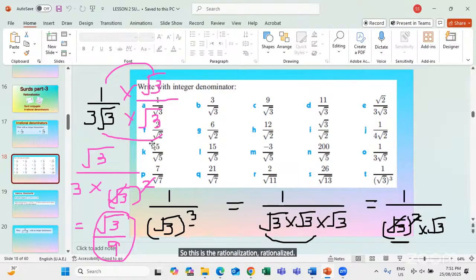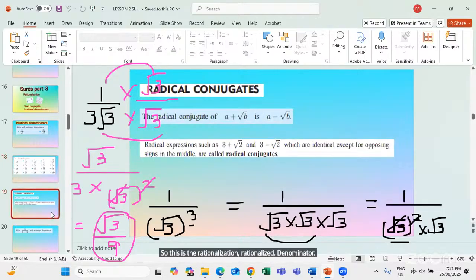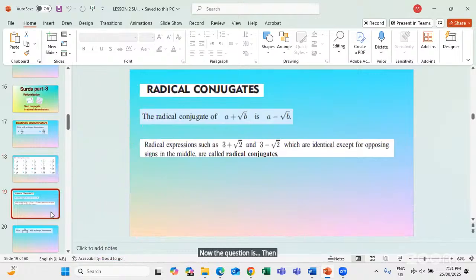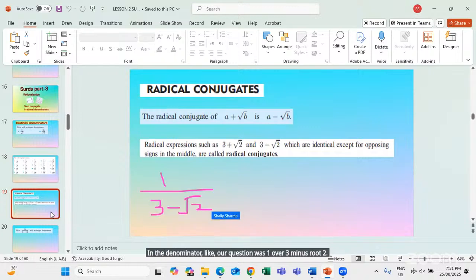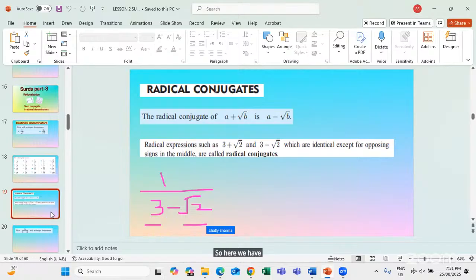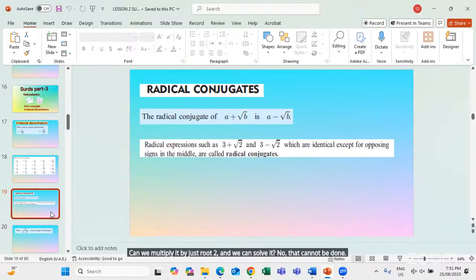Now the question is, when you have more than one term in the denominator, like our question was 1 over 3 minus root 2. Here we have two terms, so how can we rationalize it? Can we multiply it by just root 2 and solve it? No, that cannot be done. There is a particular way.